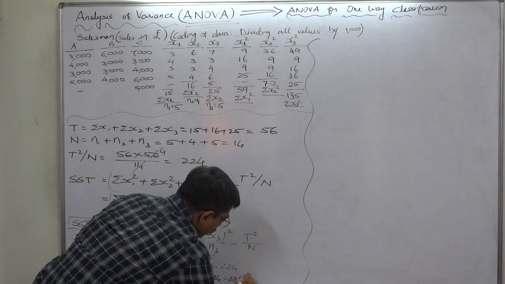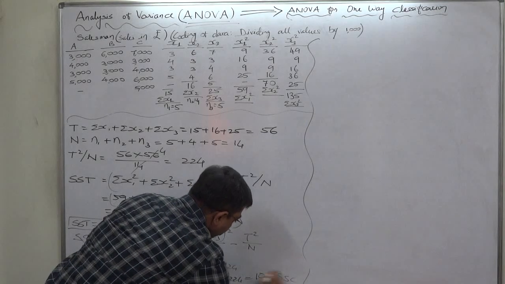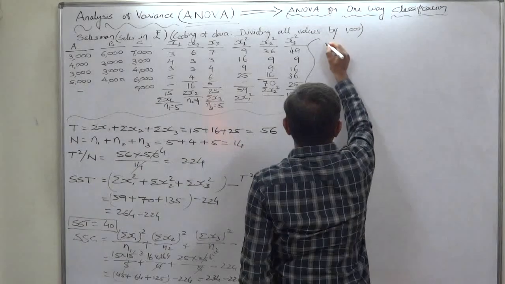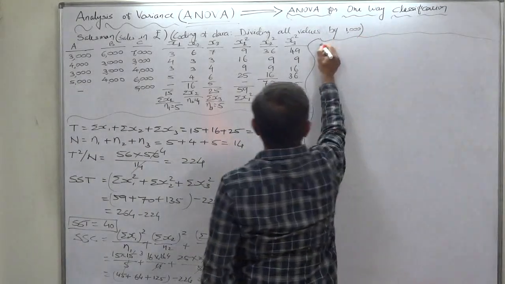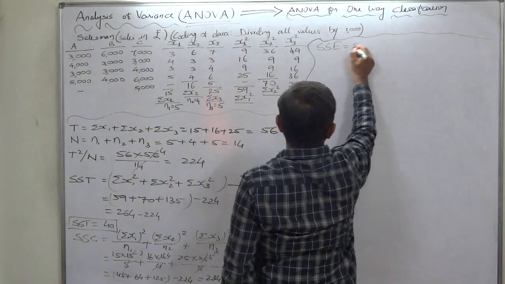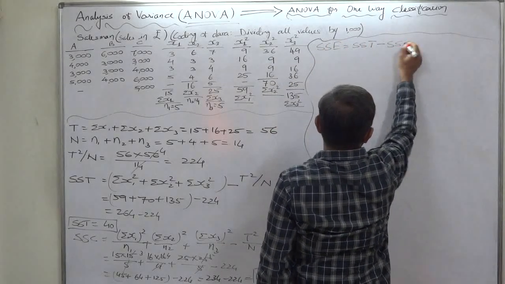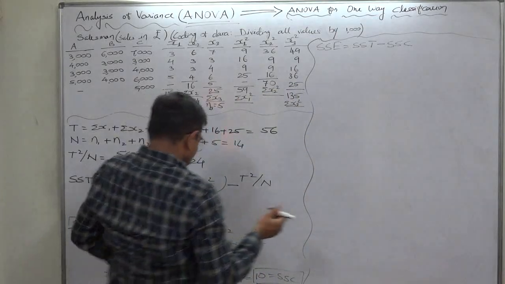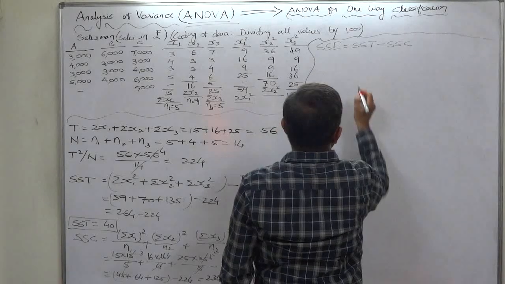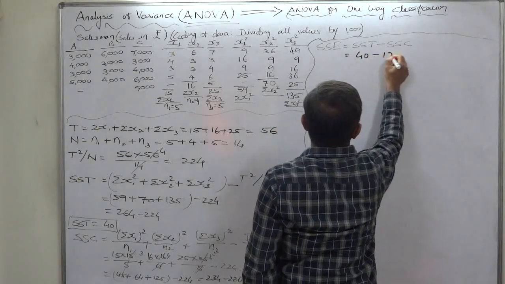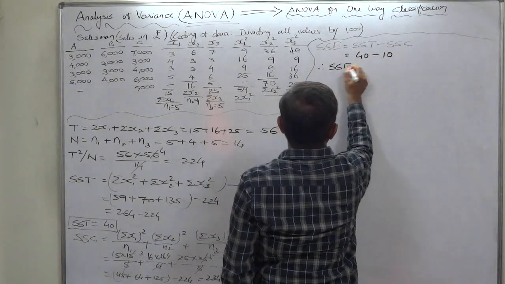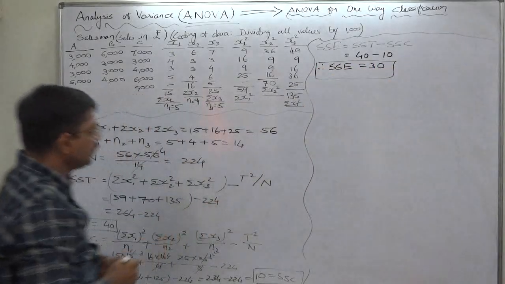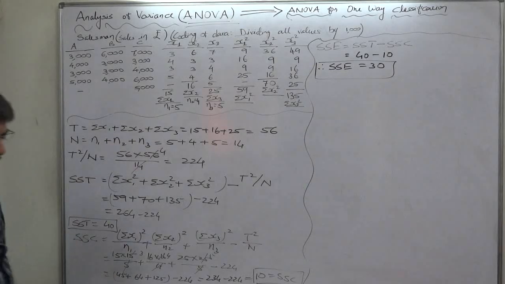234 minus 224, that is 10, that is SSC. Now we have SSC, so we can directly calculate SSE, the shortcut. SSE equals SST minus SSC, and that is 40 minus 10. So SSE comes to 30. So now we have everything, SST, SSC, SSE.